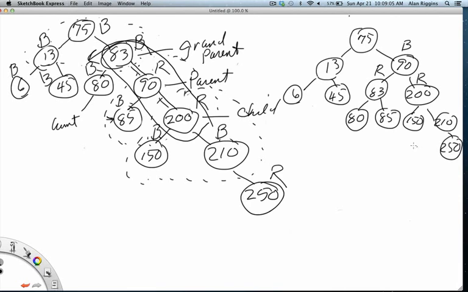Recoloring, we have black. The 13 is black. It did not change. The 45 is black. The 80 was black before, and it still is. The 85 was black before, and it keeps that color. The 150, black. The 210, black. And then the 250 is red. So again, we have three blacks for every path from root to leaf. The longest path here, the 250 back to the 75, we have 1, 2, 3 blacks. So this is a valid red-black tree.